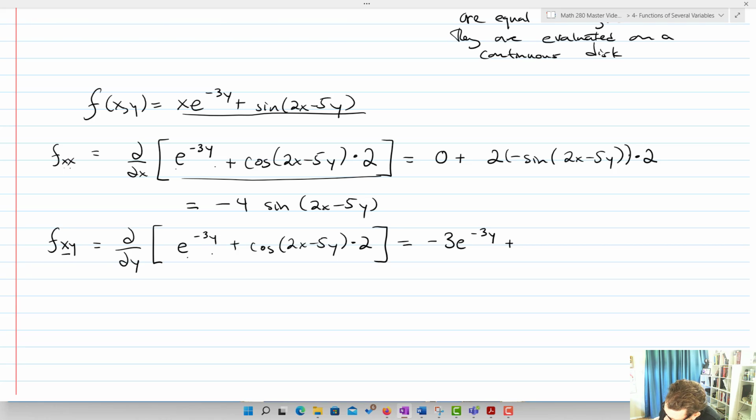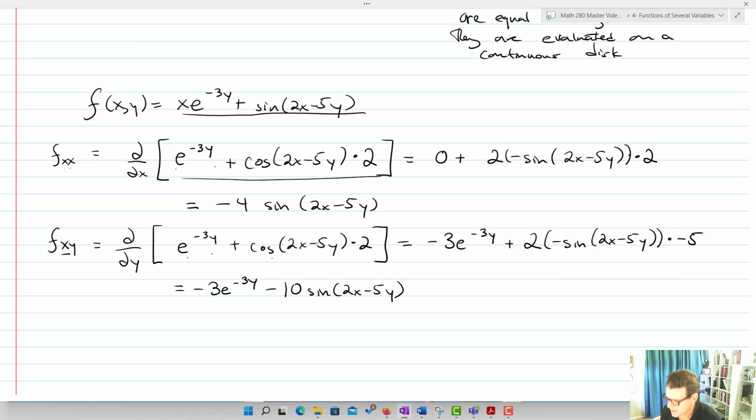Plus, and this will still be 2. We'll take the derivative of cosine, so that's negative sine. That's still the negative sine. 2x minus 5y is still the function within, but then we're going to be multiplying by negative 5. So what we're left with is negative 3e to the negative 3y minus 10 sine 2x minus 5y. So see, different, important.